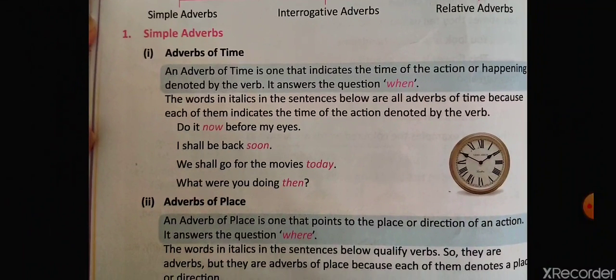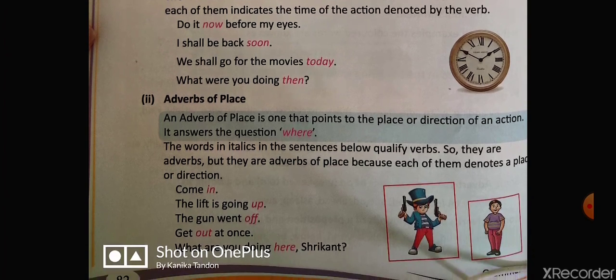These types of adverbs tell us when something has happened. For example: do it now, before my eyes, I shall be back soon, we shall go for movies today, what were you doing then. These are the adverbs which tell us the time. Next is the adverb of place. This tells us where something has happened, like come in, the lift is going up, the gun went off, get out. These are the places and tell us where something has happened.